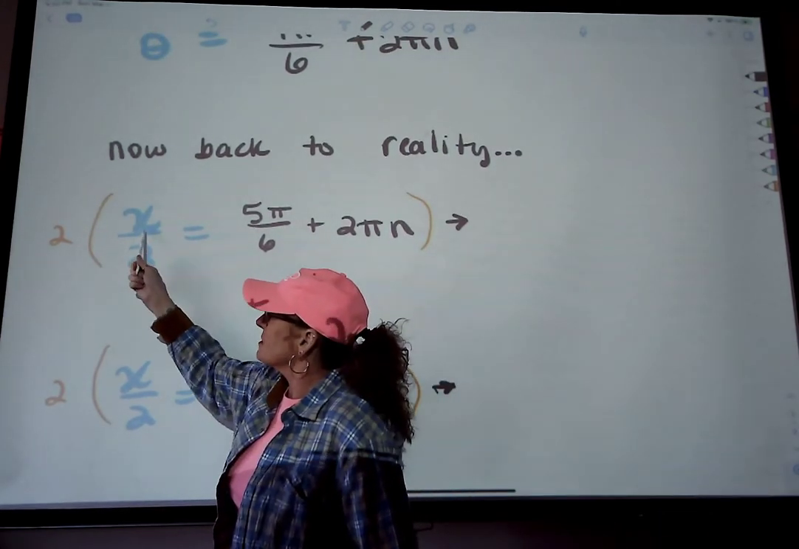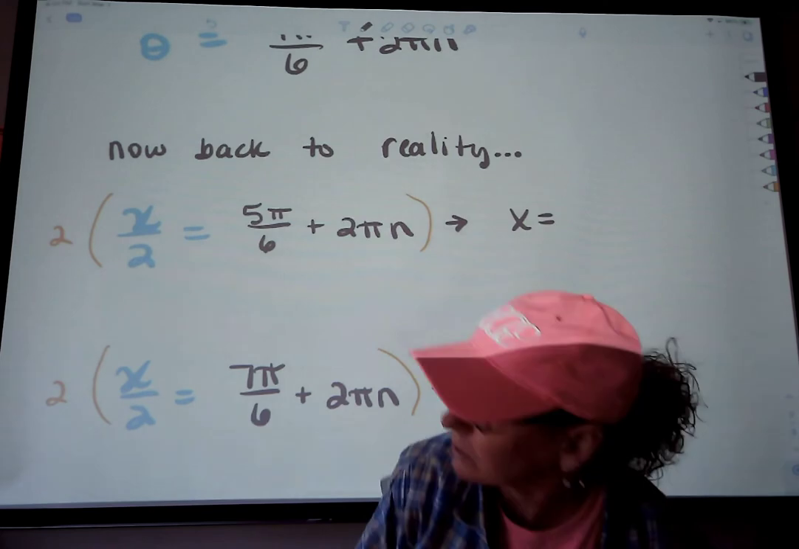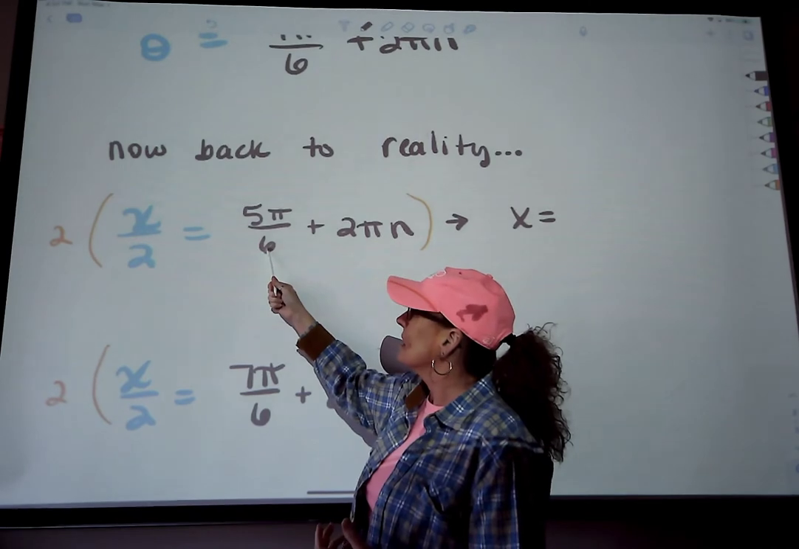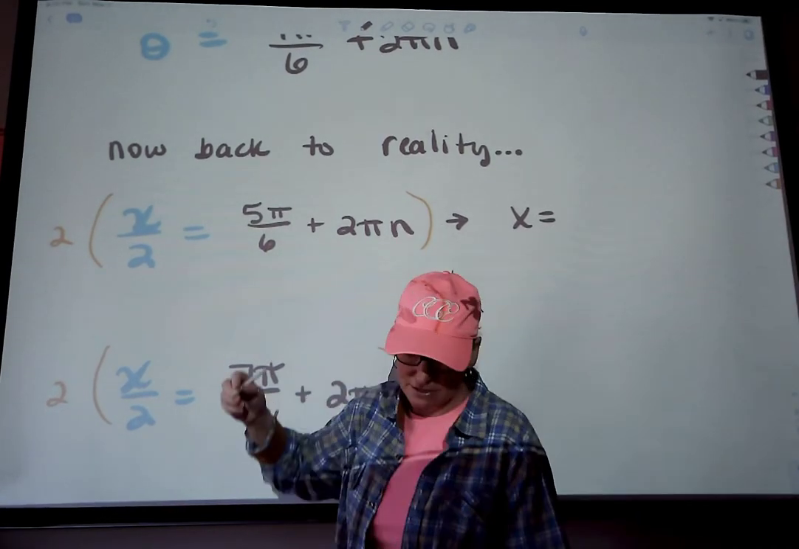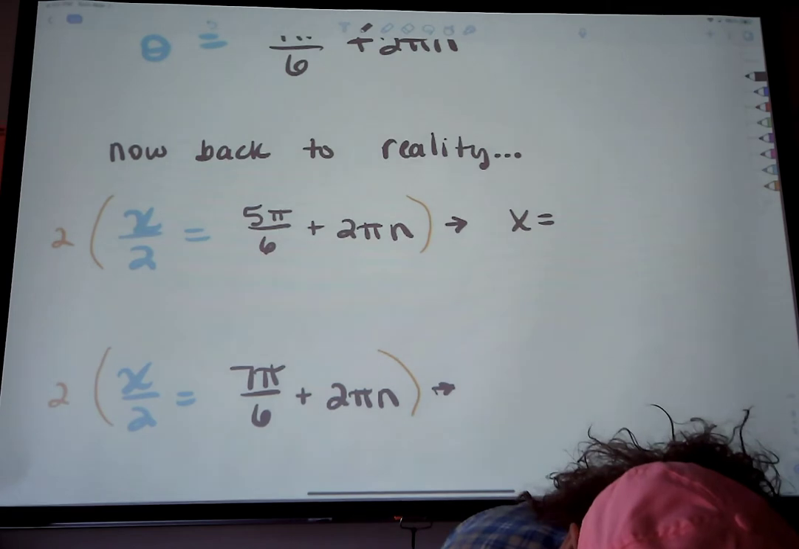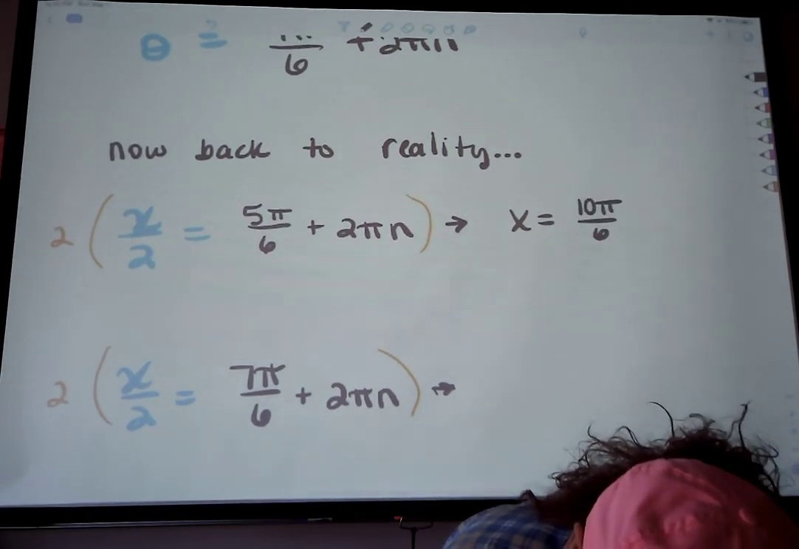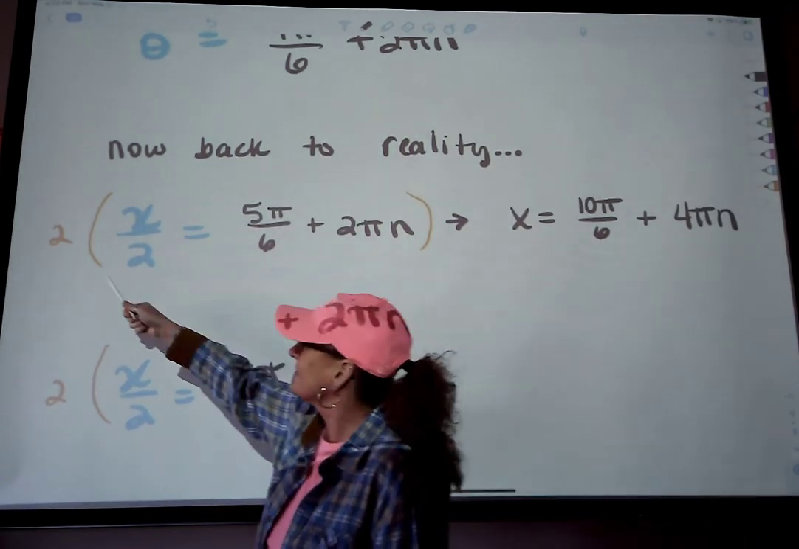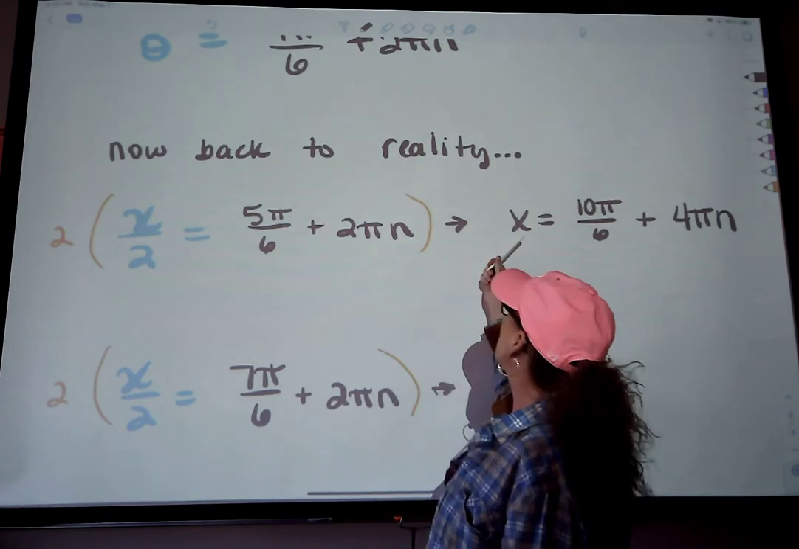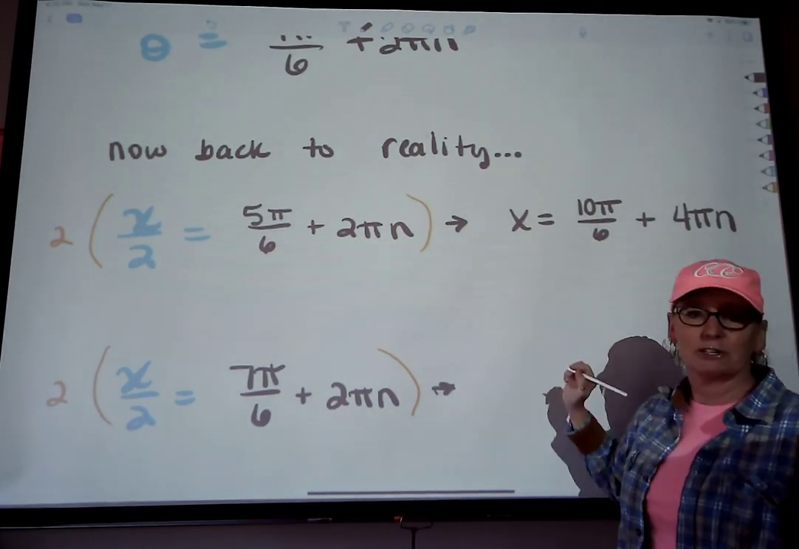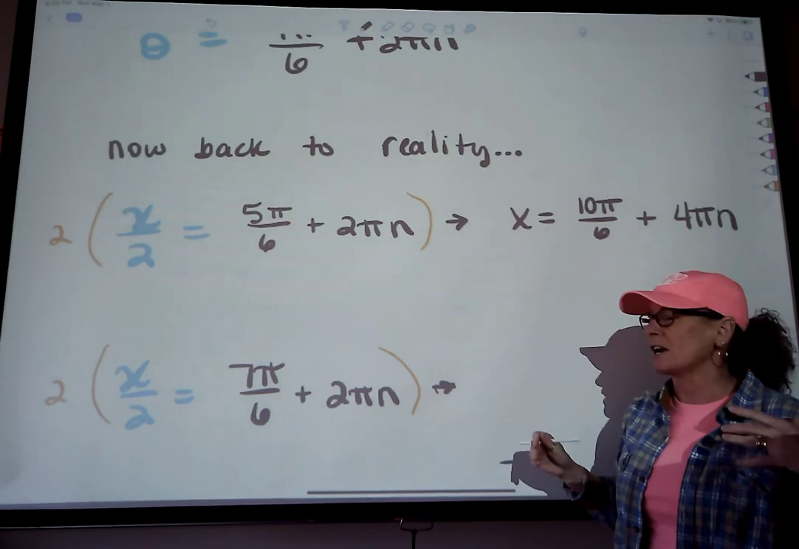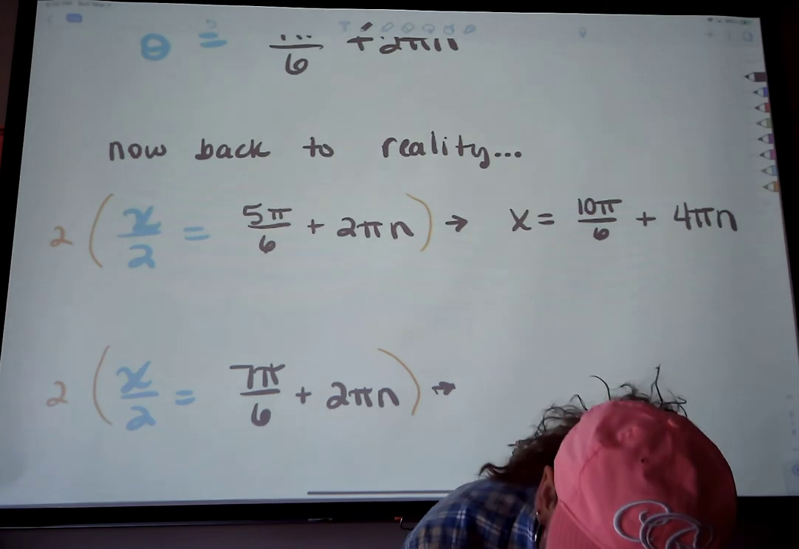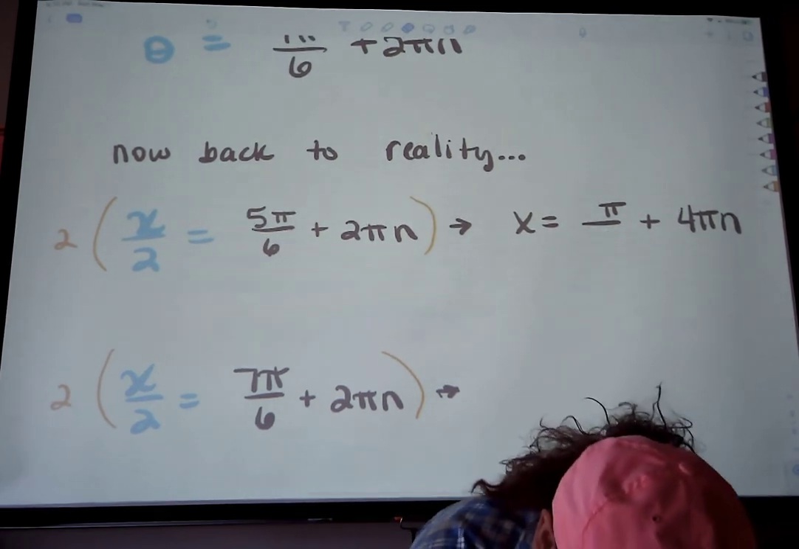So, 2 times this gets me x. X equals 2 over 1 times this is 10 pi over 6, plus 4 pi n. See, I took the 2 times that, 2 times that. But wait. 10 pi over 6, that reduces. That is an unreduced fraction. We don't want to leave our fractions unreduced. So that would be 5 pi over 3. Let's write that as 5 pi over 3, the reduced version.